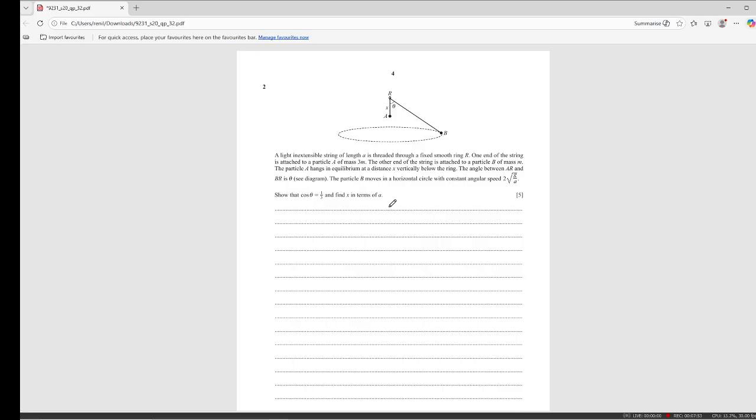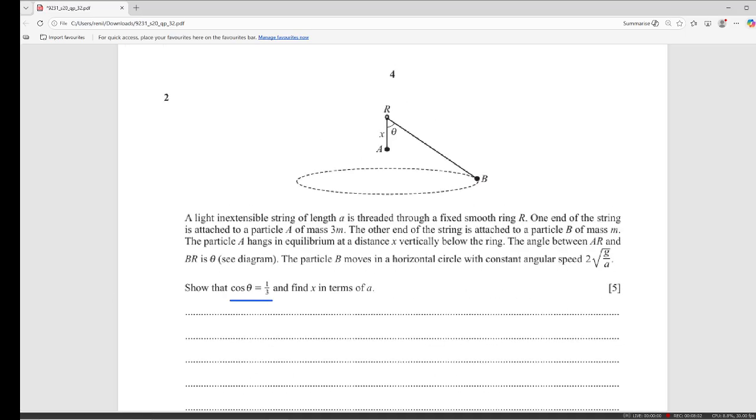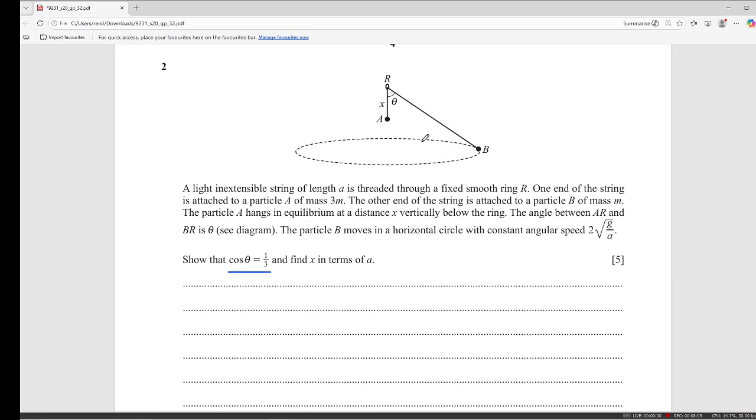Okay, we got circular motion now. First, show that cos theta equals 1 by 3. I would normally start off by labeling the diagram. A light inextensible string of length a is threaded through a fixed smooth ring R. One end of the string is attached to a particle A of mass 3m, so I'm going to label this 3mg. The other end is attached to a mass m. I'm going to label this mg.